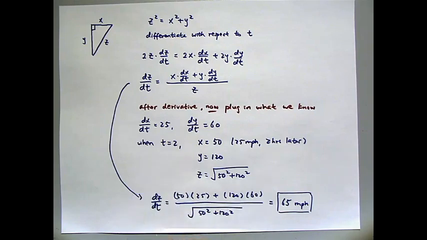That's 2 hours after we've started this whole thing. As time changes, this 50 is going to change, that 120 is going to change, downstairs is going to change. So at a later time, we should be expecting a different rate of change, because x, y, z are changing, but dx/dt and dy/dt are not changing. Questions on this example? Okay, now let's look at a slightly more difficult one.